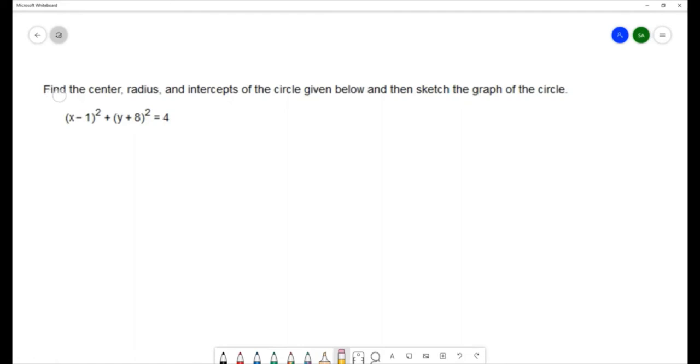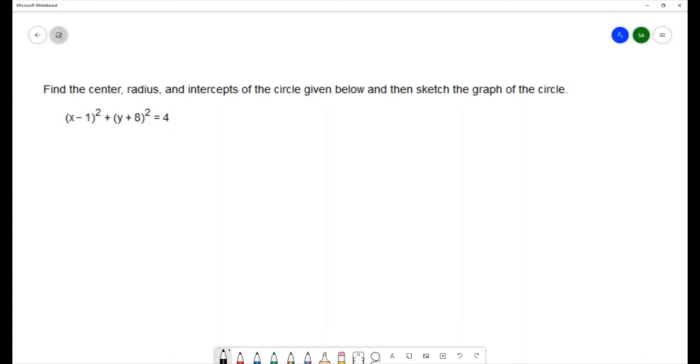For this question, we want to find the center, radius, and intercepts of the circle given below and sketch the graph of the circle. Our circle has the equation (x − 1)² + (y + 8)² = 4. We know this is the equation of a circle because it's in the proper form.